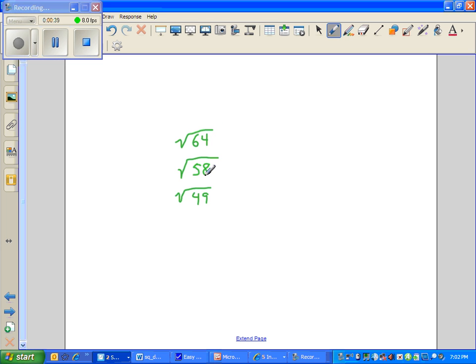You would choose those two numbers, 49 and 64, because they're perfect squares. They have whole number side values. 49's side value is 7. 64's whole number side value is 8. So now we know that the side value of a square with an area of 58 has to be somewhere between 7 and 8.